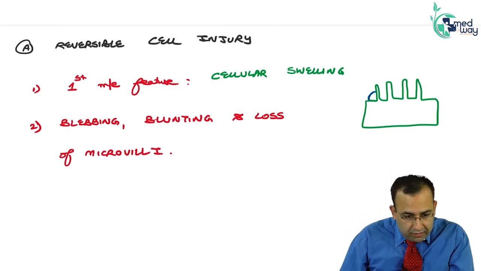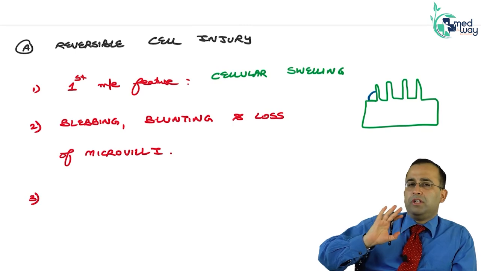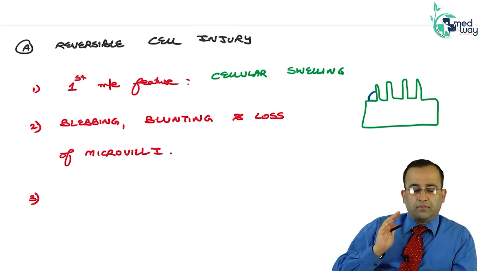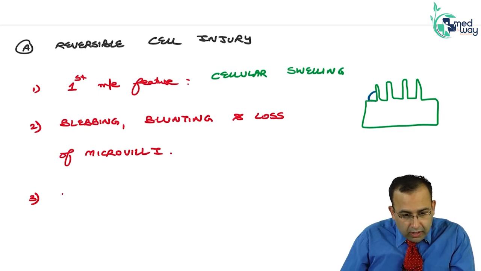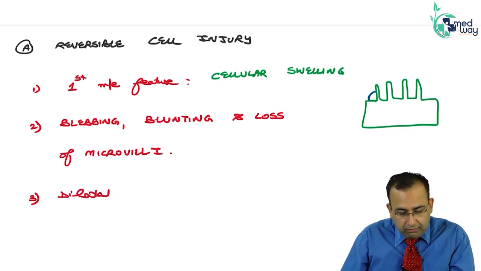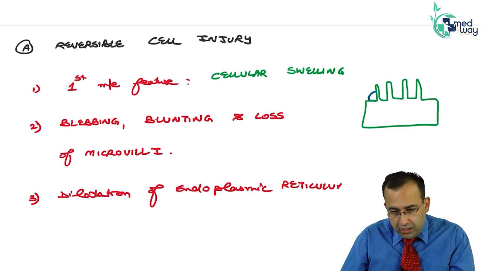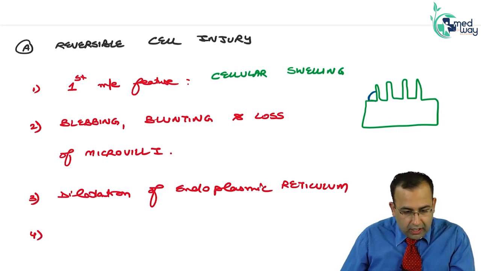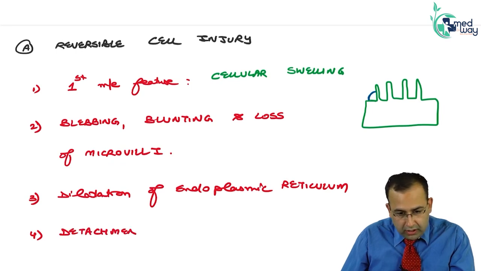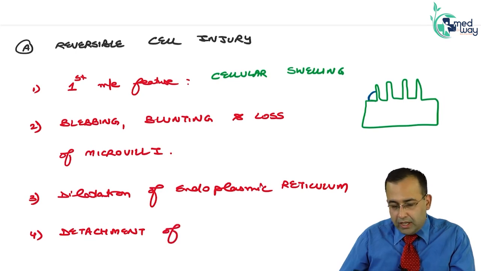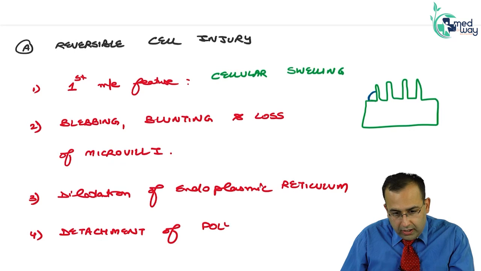Next point, reversible cell injury. Same thing, all the points are the same. Cellular swelling हो रहा है ना? So it is associated with dilatation of endoplasmic reticulum and detachment of polysomes.